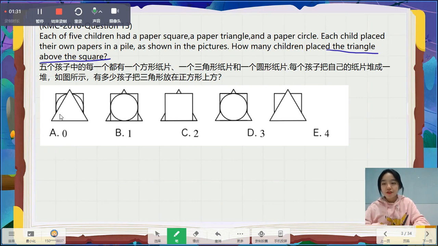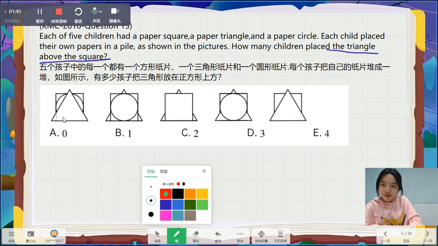Now let's see the first question. You can see that very clearly. We still can see the two top corners of the square, but we can't see the 2 bottom corners of the square. Here, we can't see this part. So they have been covered by the triangle, because you can see every part of the triangle. So the first one means the triangle is on top of the square.